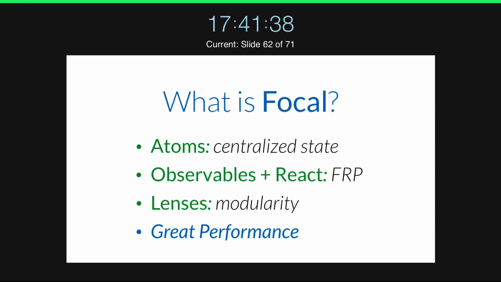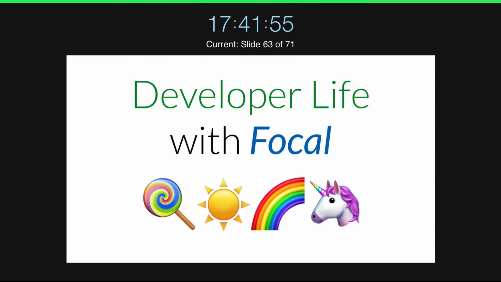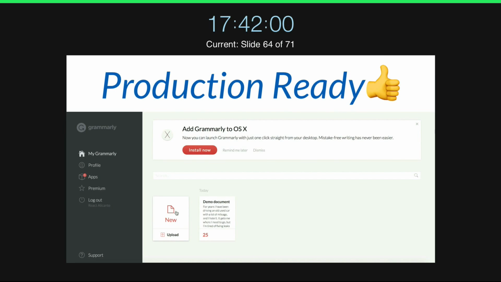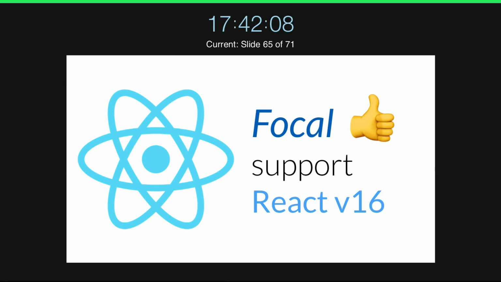Okay, so what's Focal? It has a great data structure called Atom. It allows us to use all the power of observables in our React application. Also, it helps us to use lens and make our application really scalable, and it has great performance. So developer life with Focal is great. We have used it in production for more than 1 year, and our web editor application has been developing with it. Also Focal supports the new version of React, so it's great.